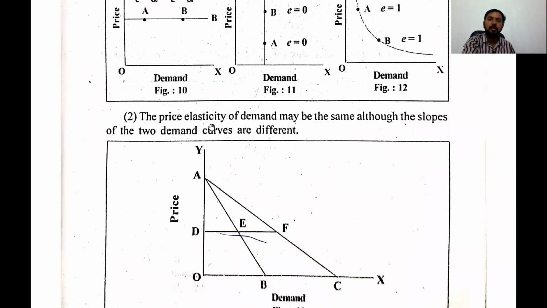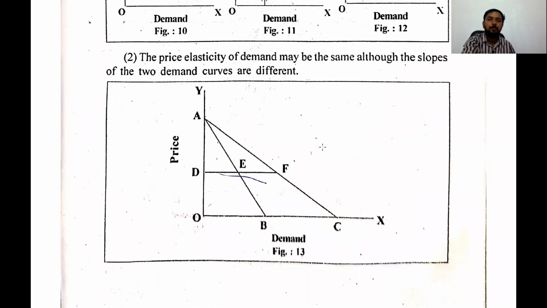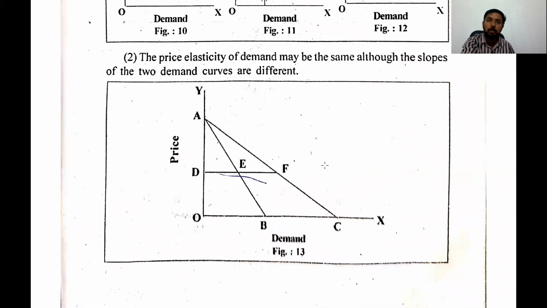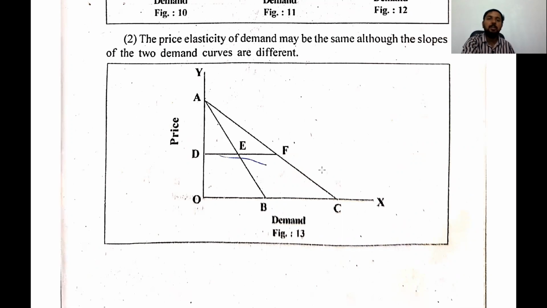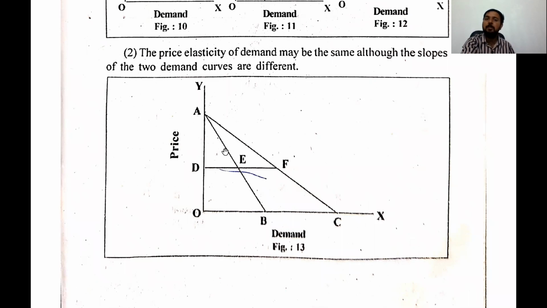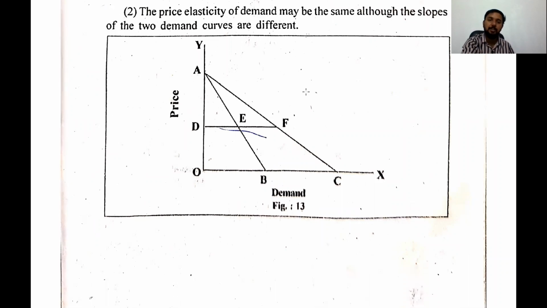Now the second point we are given here is that the price elasticity of demand may be the same although the slopes of the two demand curves are different. So here the slopes of the demand curves are different. You can say AB and AC are two different demand curves and the slopes of the demand curves are different, although the price elasticity of both curves will be the same. Here you can clearly see that for DE and EF, though the slopes of the demand curves are different, the price elasticity will be the same.